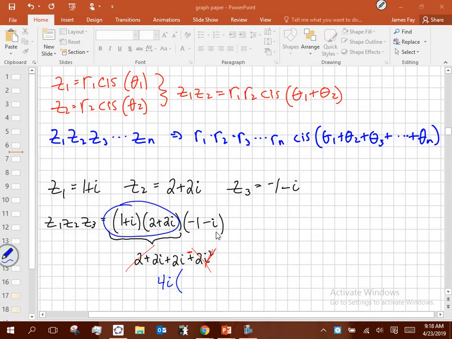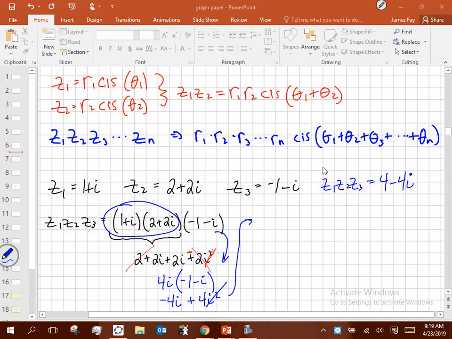Now what I need to do is still multiply by that last factor. And now when I multiply that through, I get negative 4i minus 4i squared. What's that i squared turn into? Negative 1, so it's going to change that to a positive, right? And now I was going to rewrite this in a plus bi form, so it gives me Z1, Z2, Z3's product to be 4 minus 4i. Is that okay? All right.